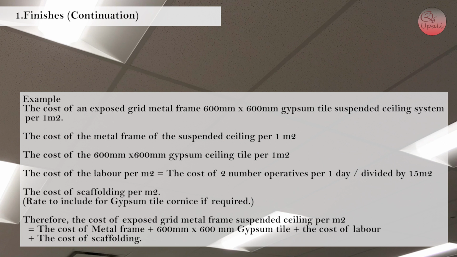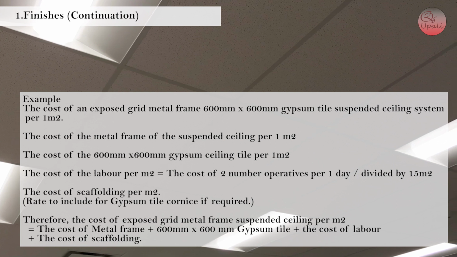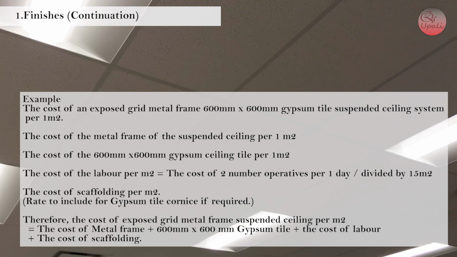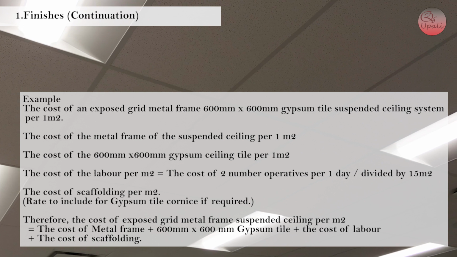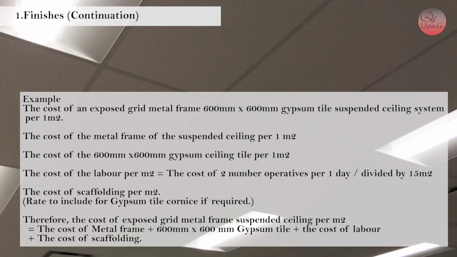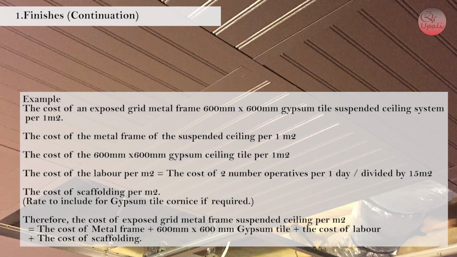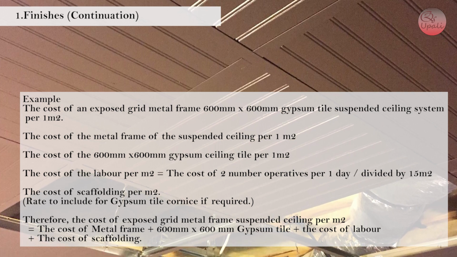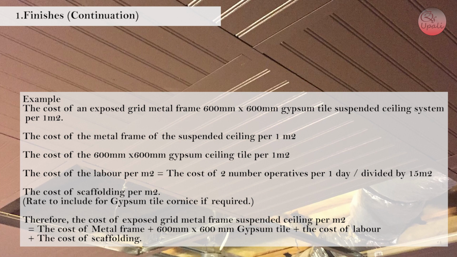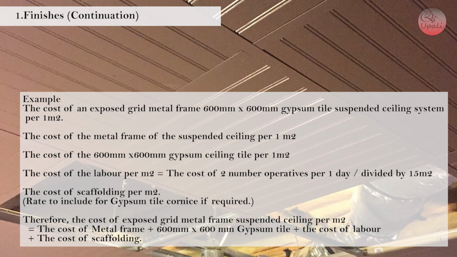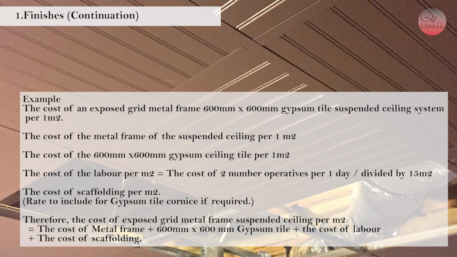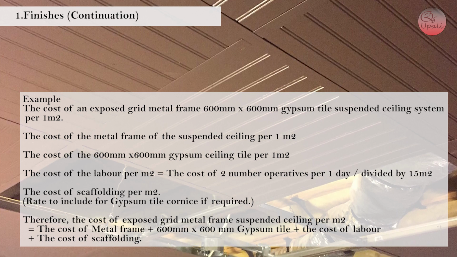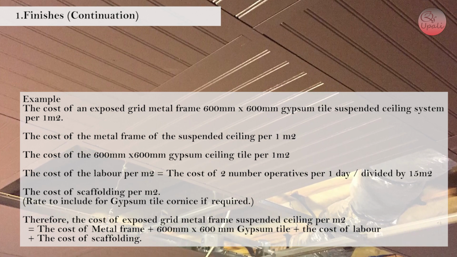Example: the cost of an exposed grid metal frame 600 mm by 600 mm gypsum tile suspended ceiling system per 1 meter square. The cost of the metal frame of the suspended ceiling per 1 meter square. The cost of the 600 mm by 600 mm gypsum ceiling tile per 1 meter square. The cost of the labor per meter square equals the cost of 2 number operatives per 1 day divided by 15 meter squares. The cost of scaffolding per meter square. Rate to include 4 gypsum tile cornice if required.